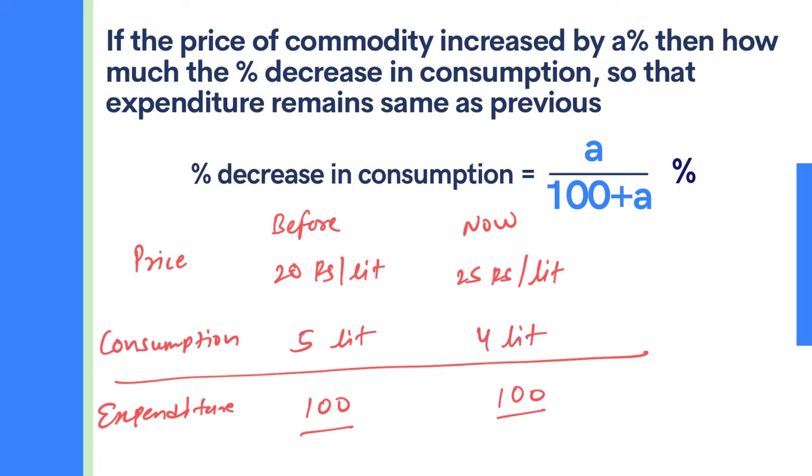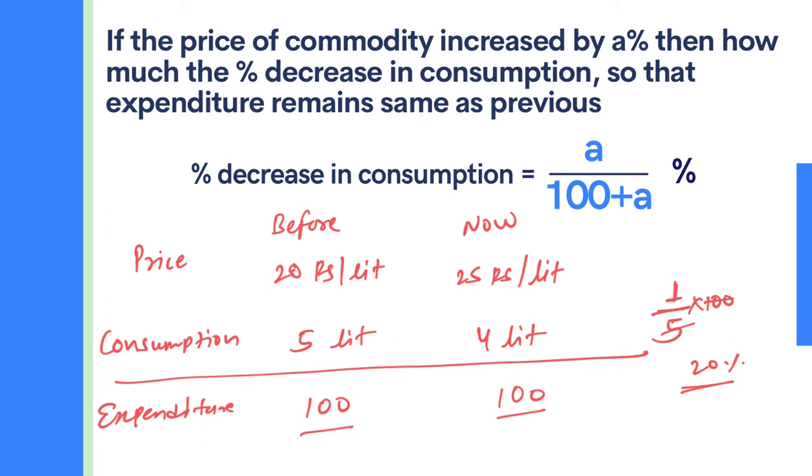4 liter. So how much consumption did you reduce? 1 liter. And on what? On 5. Before it was 5, now it is 4. So you reduced 1 liter on 5. So we need to calculate this into percentage. 1 divided by 5 into 100. So when I cut 100 by 5, I will get 20%. So I can say 20% reduction I need.